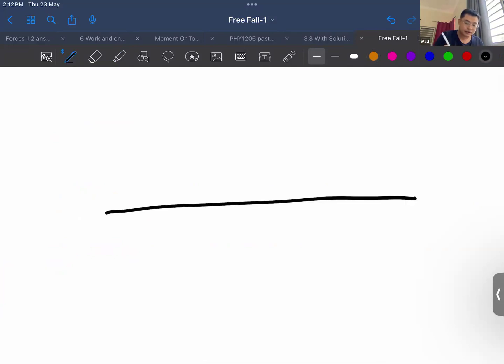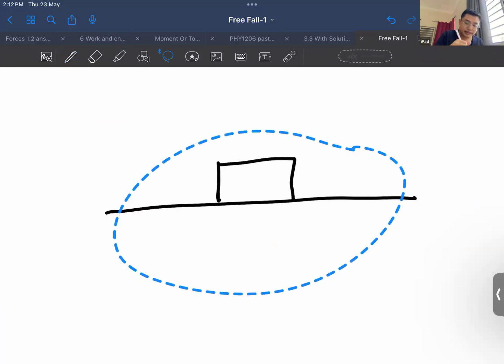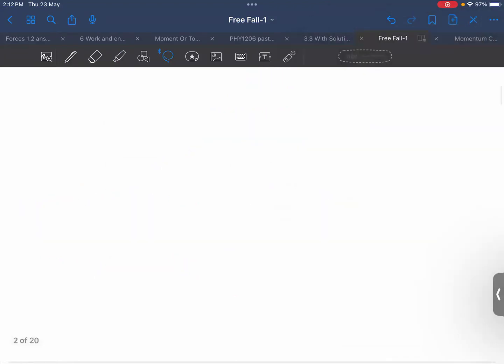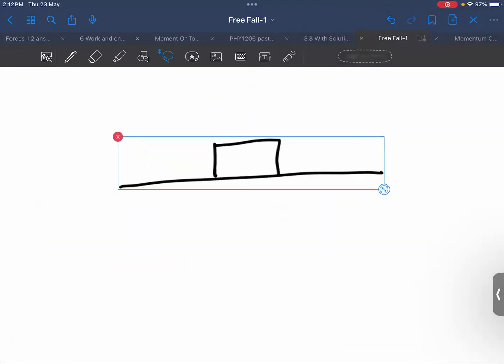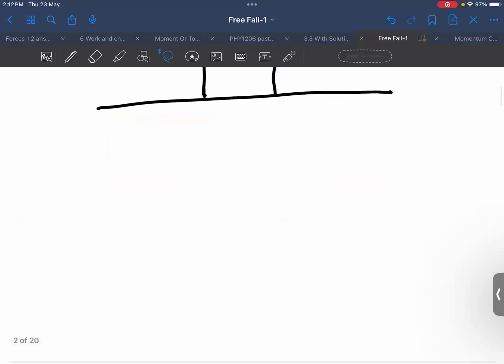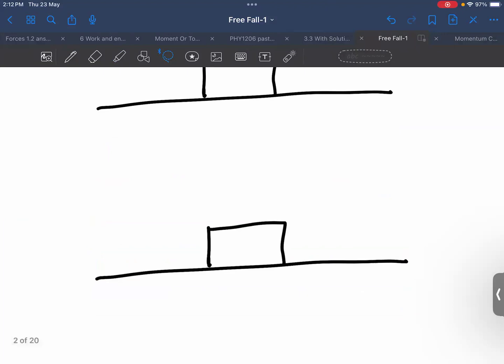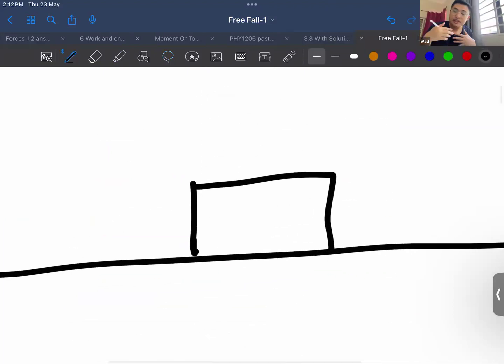Let's say this is on the ground, and then this is an object. Okay, maybe I should duplicate this picture. Give me a while. Okay. Can we assume that we are a box now? We are a box lying on the ground. Are you okay? Okay, so now there is a force.